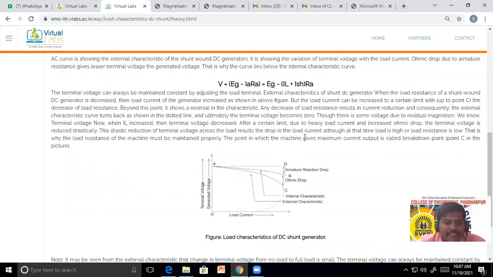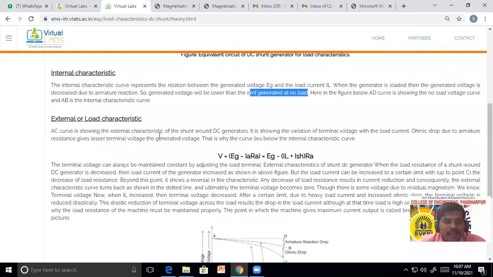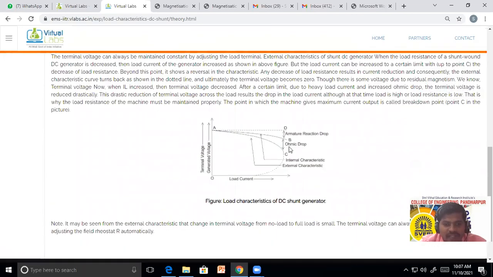And the external characteristics show the relationship between the terminal voltage or the induced EMF and the load current after the ohmic drop of the armature is taken into account. It shows the variation of terminal voltage with the load current. The ohmic drop due to the armature resistance gives a lower terminal voltage. After considering this ohmic drop, the graph shows AC, and it is again slightly less than the internal characteristics.